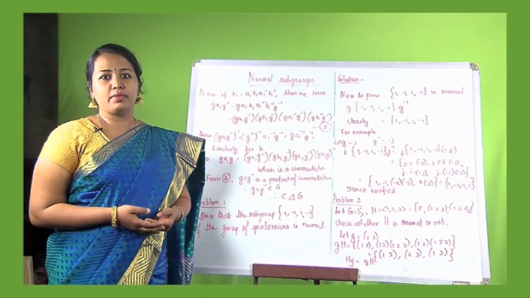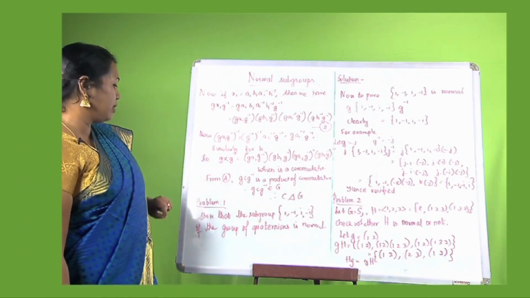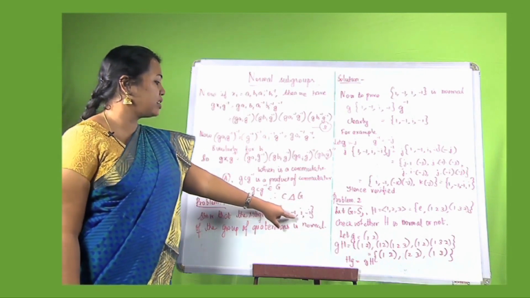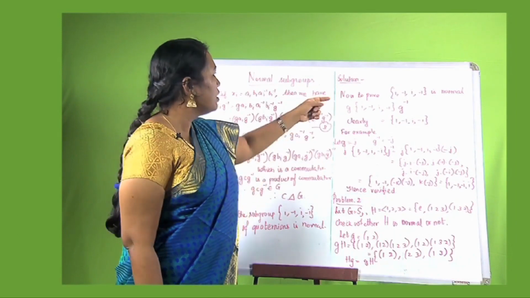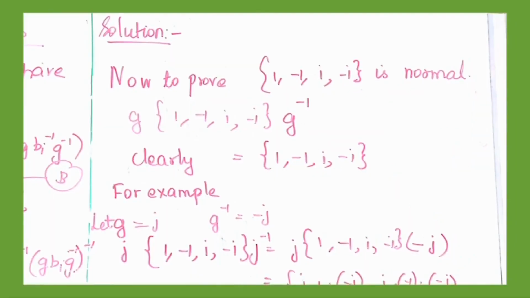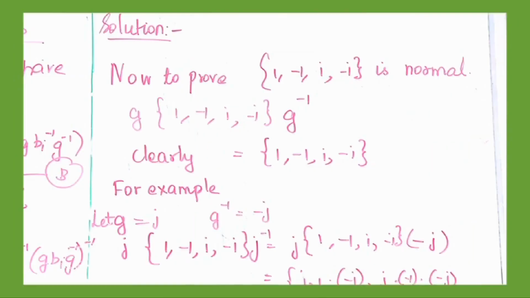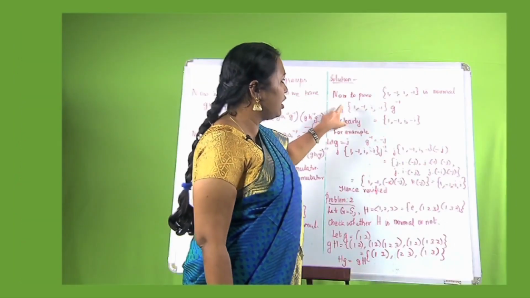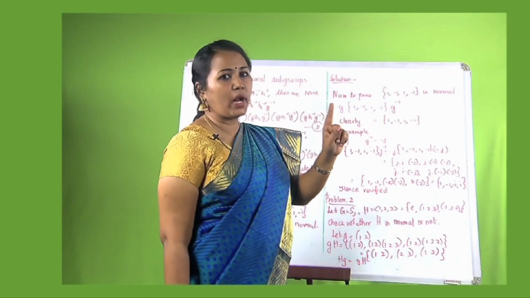Now we shall do some problems in order to understand this concept of normal subgroups even better. Problem number 1. Show that the subgroup {1, -1, i, -i} of the group of quaternions is normal. Let's refer to the table that we have here. To the solution, now we have to prove that {1, -1, i, -i} is a normal subgroup. So we are finding this value g{1, -1, i, -i}g inverse. Clearly, whatever be the value of g, it is going to be equal to {1, -1, i, -i}. For example, let's do it for one element alone.